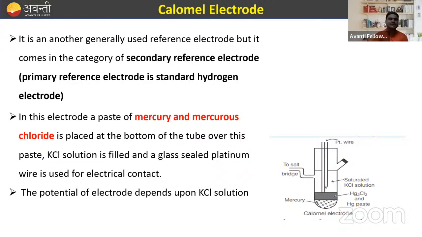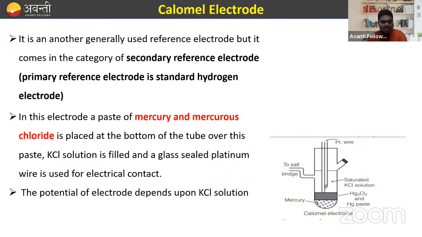The primary reference electrode is the standard hydrogen electrode, right? In this electrode, a paste of mercury and mercurous chloride is placed at the bottom of the tube, as we can show here. As you can see here, this is Hg2Cl2 and Hg.